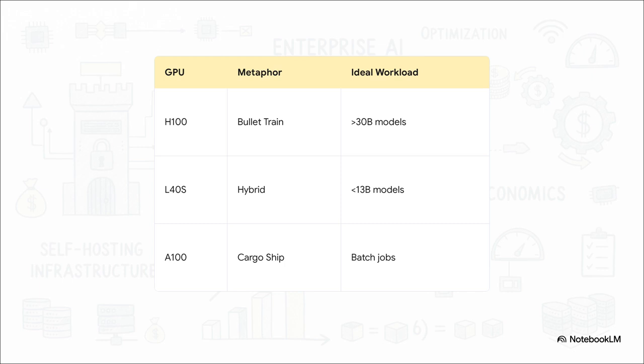Think of an interactive customer service bot. Next up is the NVIDIA L40S. Think of this as the versatile hybrid. It doesn't have the brute force of the H100, but the price-to-performance ratio is honestly incredible for smaller models under 13 billion parameters, especially for vision language tasks.